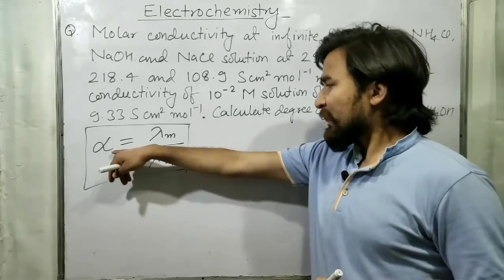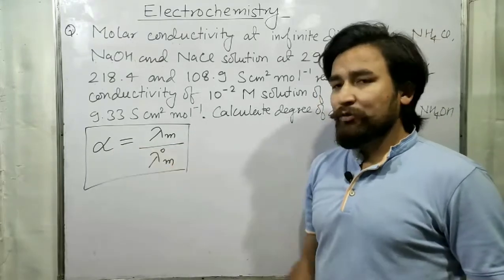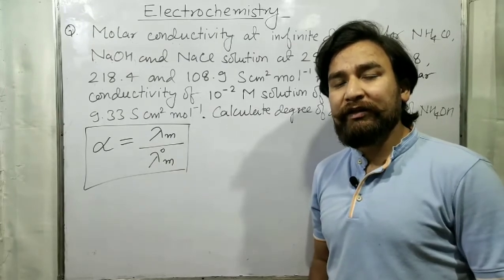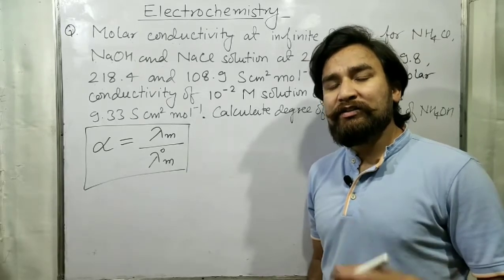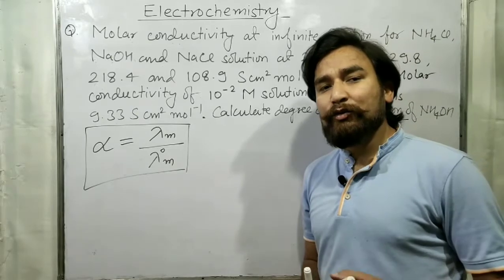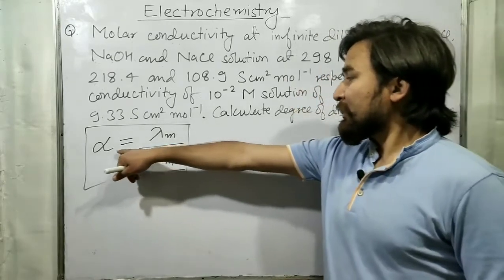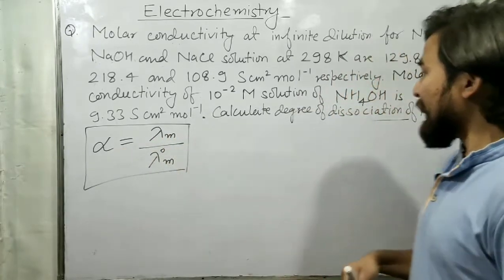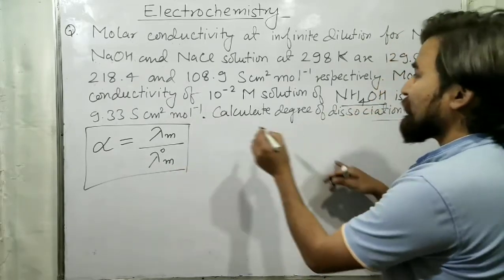So alpha is equal to lambda m by lambda naught m, or degree of dissociation is equal to molar conductivity of a substance divided by limiting molar conductivity of the substance, because at infinite dilution the substance is almost completely dissociated. It means its degree of dissociation will be 1 at infinite dilution. So remember, alpha is equal to lambda m by lambda naught m. So we have to find lambda naught m for NH4OH, because lambda m is given.